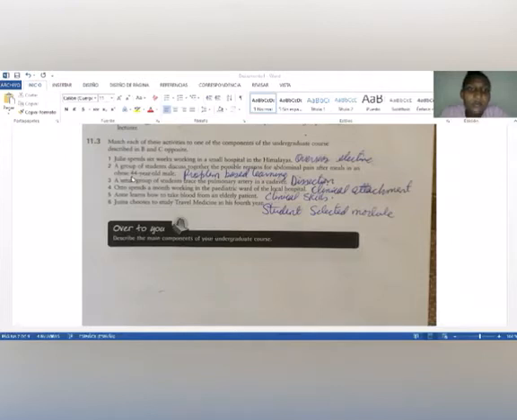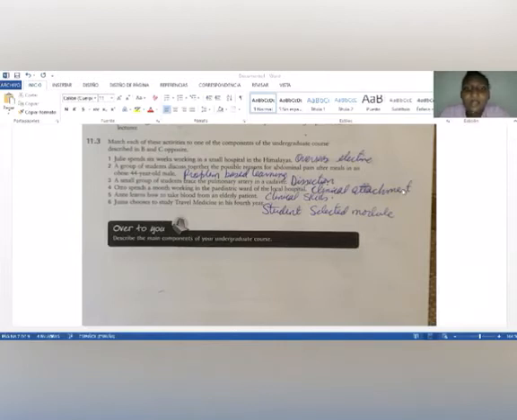44-year-old male. Problem-based learning. Number 3, a small group of students trace the pulmonary artery in a cadaver. Dissection. Number 4, Otto spends a month working in the pediatric ward of the local hospital.